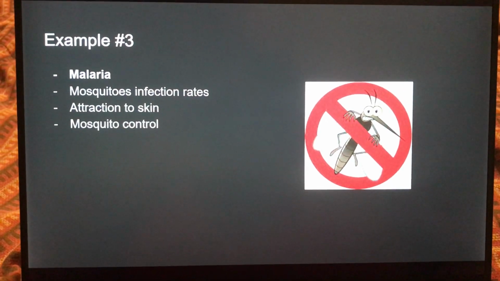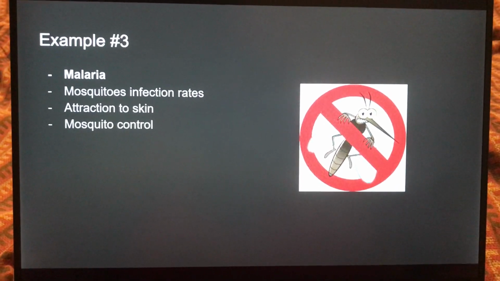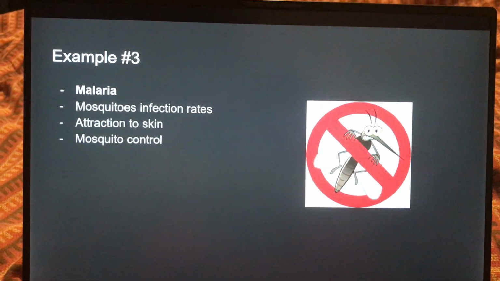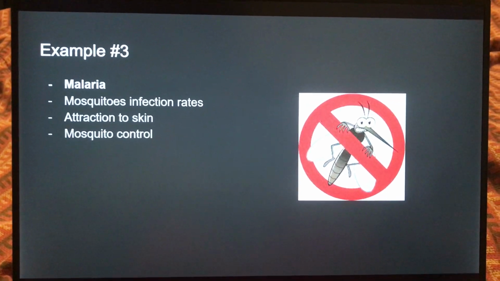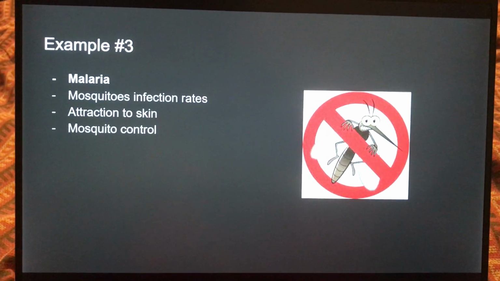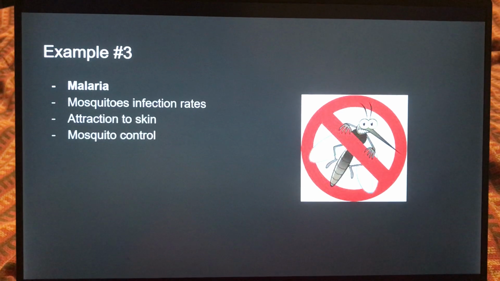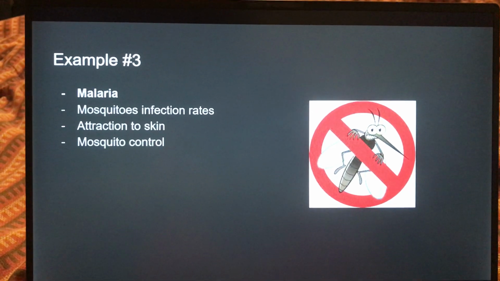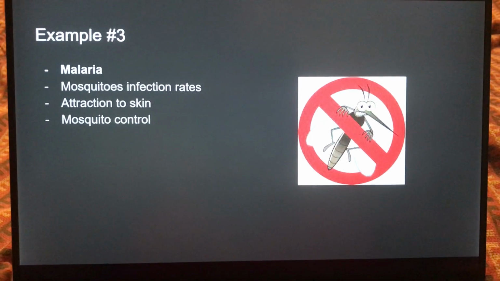Another example is malaria. This was used to track the mosquitoes. It was used to track how they were attracted to different people, their skin types, and it would let them know if they had to do mosquito control, because the exponential equation was showing that it was getting out of hand, and how many people were at risk of getting the disease from the mosquitoes.